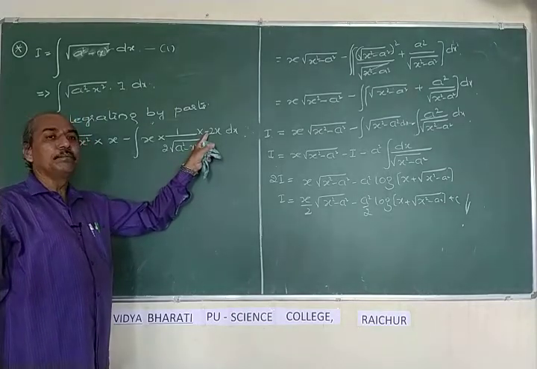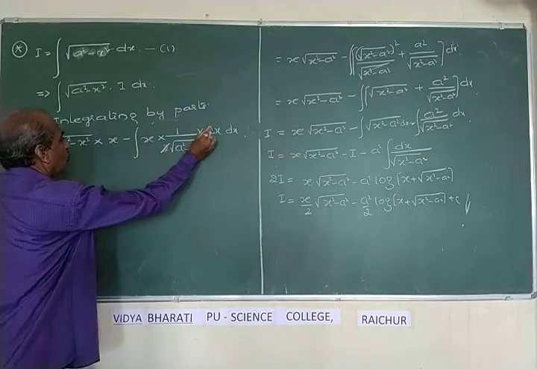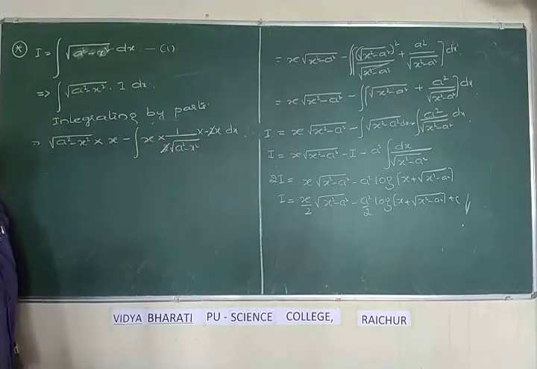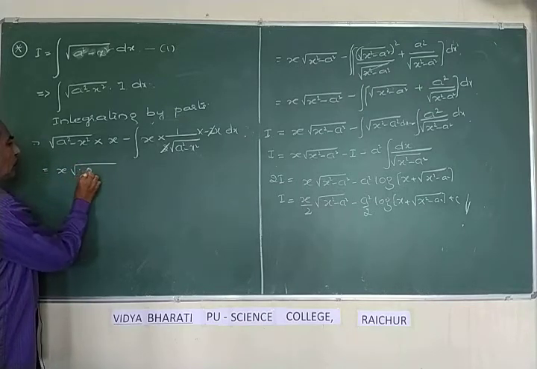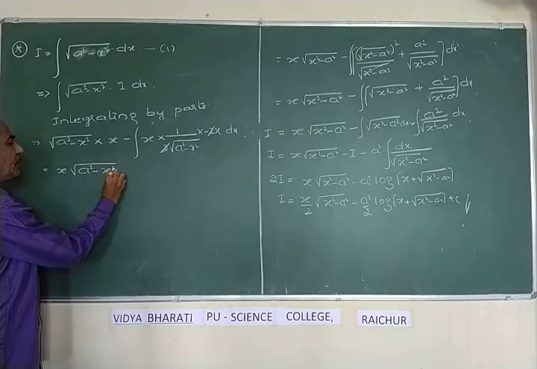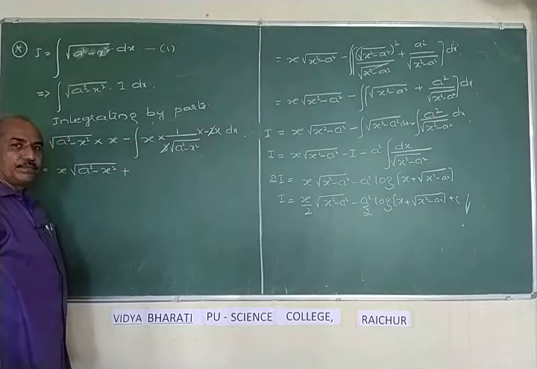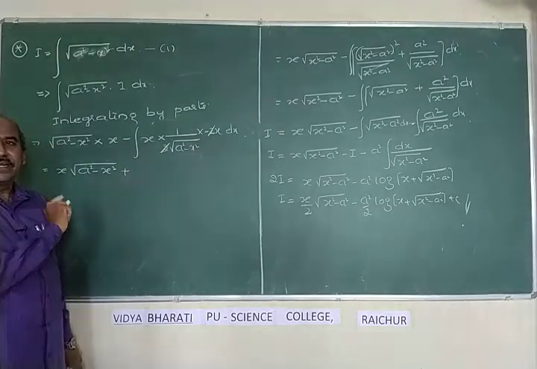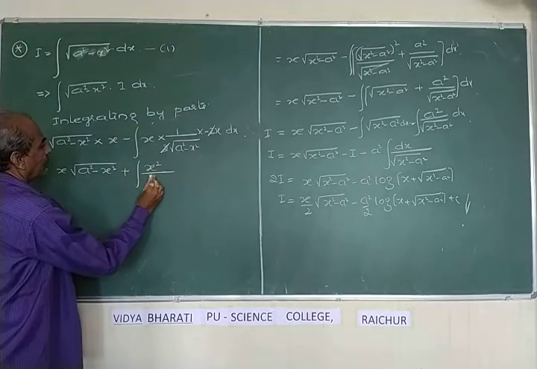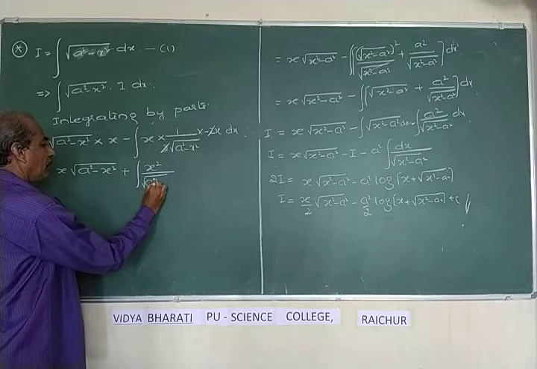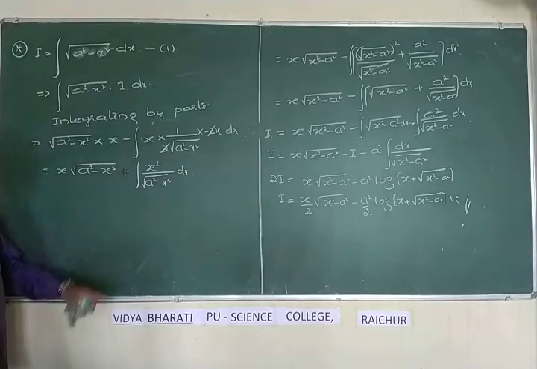So here minus 2x comes. Okay. Now this 2 and 2 I can cancel. Which is equal to x into root of a square minus x square, minus into minus it will be plus. You can bring that negative sign outside the integral sign, plus integration of x square by root of a square minus x square into dx. I hope you got it.